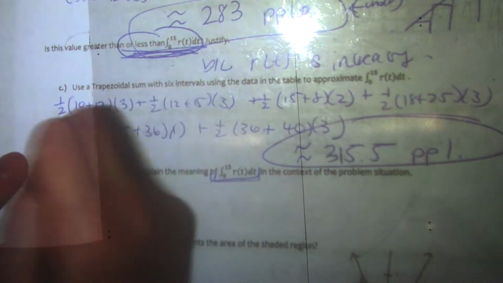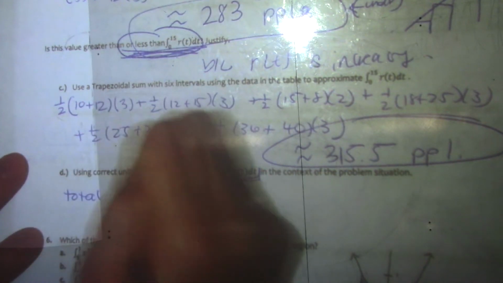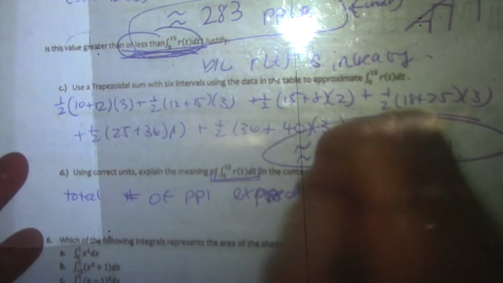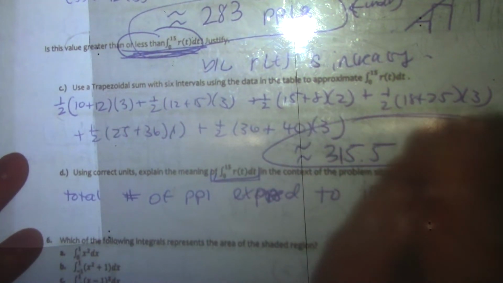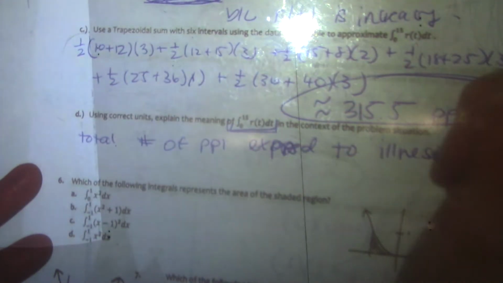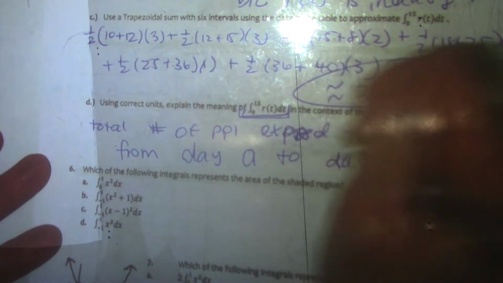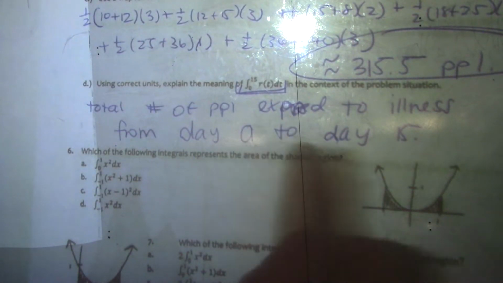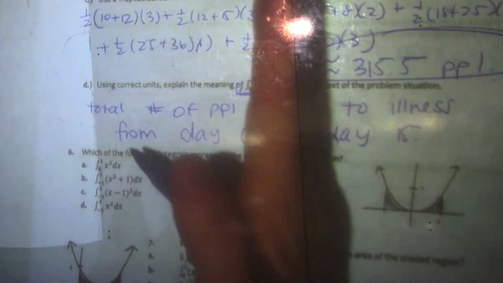So this is the total number of people that were exposed to the illness. And we need to mention something about the time. You can either say over the 15 days. I like to say from day 0 to day 15. Or you can say t equals 0 days to t equals 15 days. It's okay if you do over the 15 days, but I prefer the very concrete from day 0 to the 15th day.